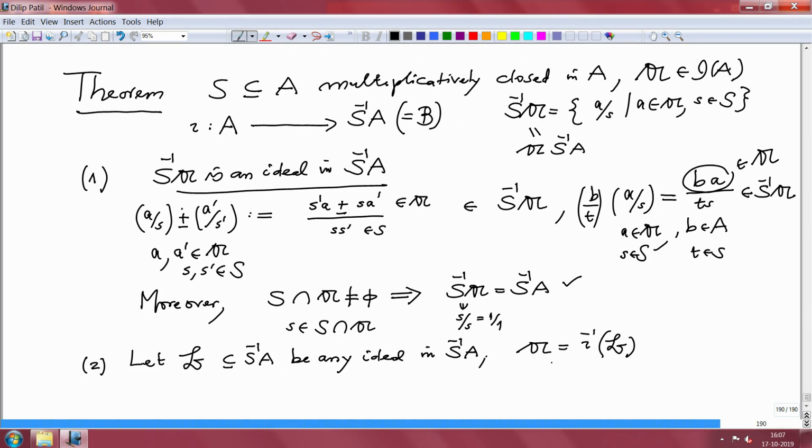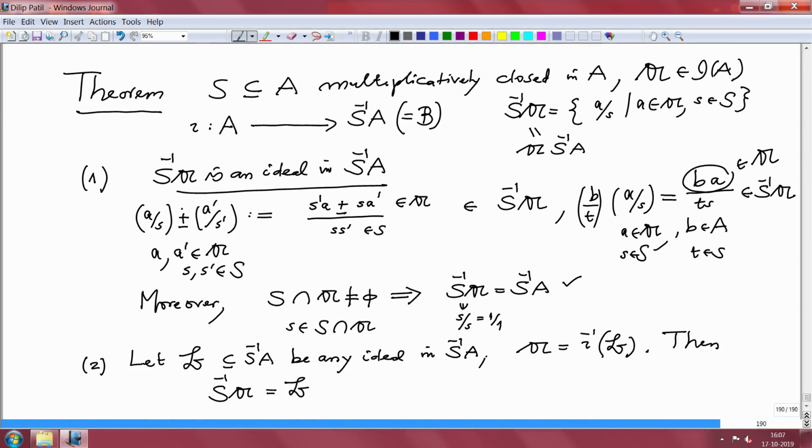We know this is an ideal, we have proved it in the general case also. Now I push it, that means I take this operation S inverse A. Then the statement is that S inverse A, you get back to your B. That is the statement.